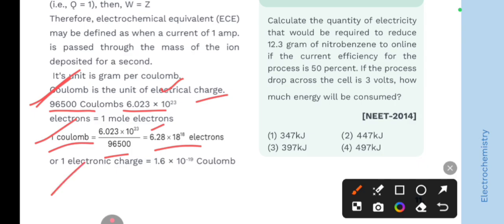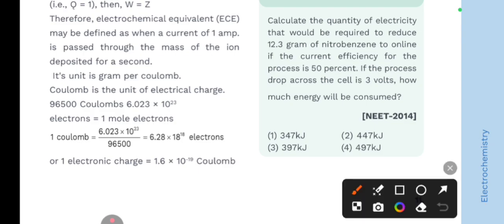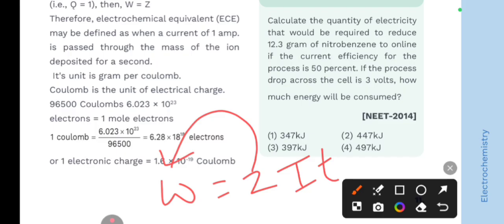And we know that 1 electronic charge is equal to 1.6 into 10 power minus 19 coulomb. So you can put in the values and find the answer. What if you want to define the electrochemical equivalent? W is equal to ZIT. So how can you define it? Z becomes equal to the amount of substance deposited if you pass 1 ampere of current for 1 second. So you can define Z, that is called electrochemical equivalent.